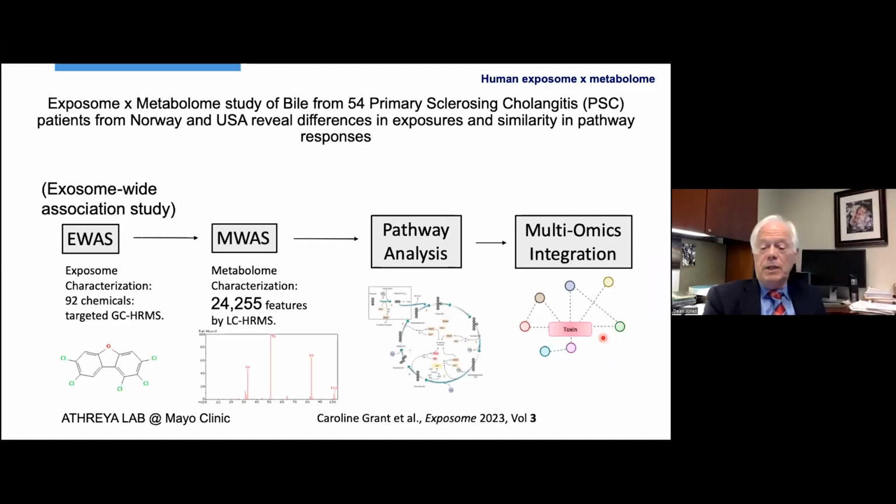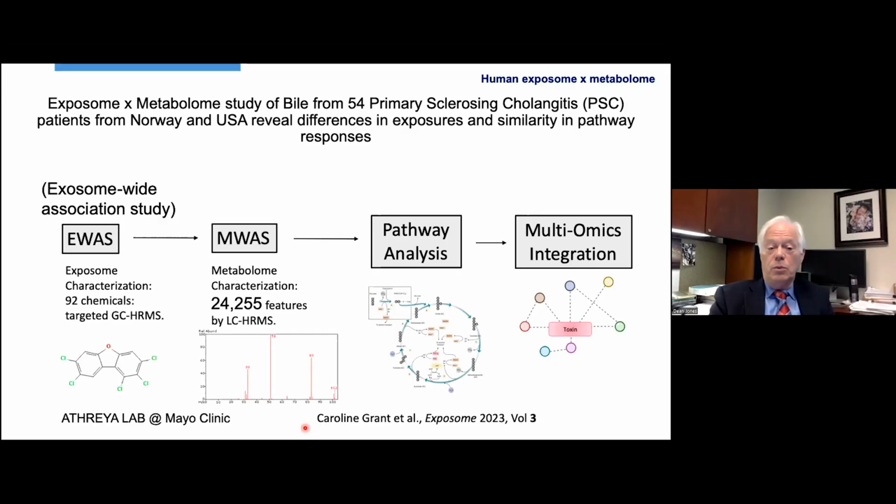And finally, the example I want to show is one that emphasizes the geography issue that was apparent in those cadmium and selenium maps. This is a geography lesson, and this is done with Arjun Athreya and Caroline Grant at Mayo, and it's also involved in that PSC cohort or PSC study. In this case, it's a comparison of bile collected from patients in Norway and the US.